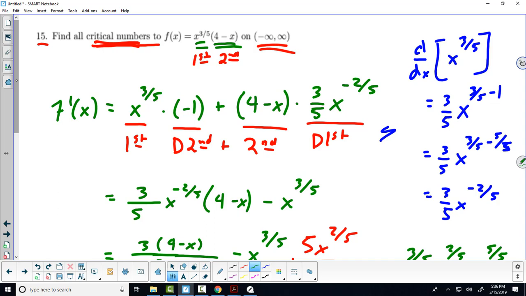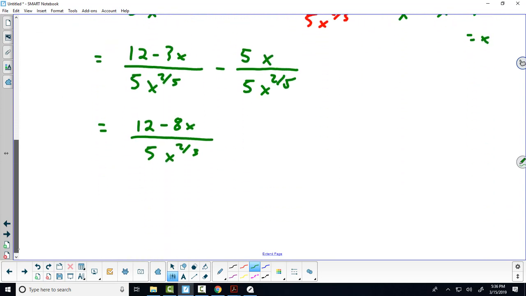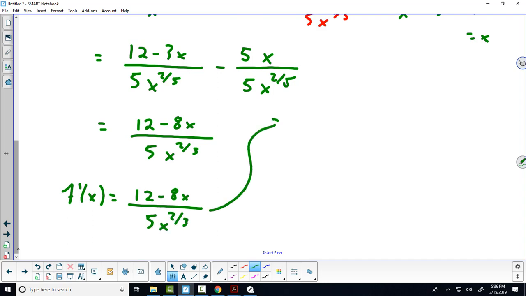Okay? So, as a reminder, we're after our critical numbers here. And what did we say that the critical numbers were? We said that the critical numbers were the places where the derivative was either 0 or where the derivative didn't exist. Okay? So, this is the derivative, f prime of x is equal to (12 minus 8x) all over 5x to the 2/3. So let's answer the question, where is f prime of x equal to 0?